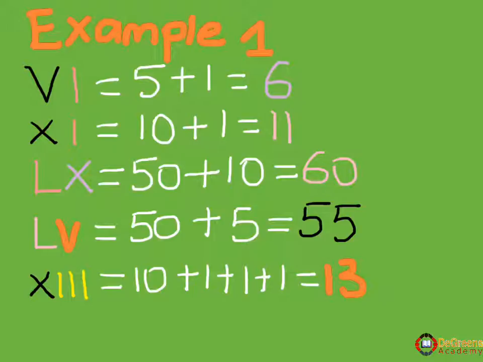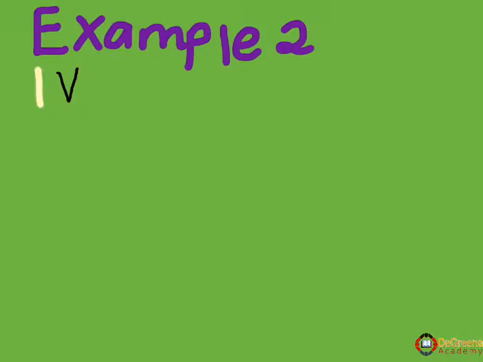The next example of how the other symbols are obtained. Example 2. When a symbol of a smaller number is placed to the left of the symbol of a larger number, the numeral is obtained by subtracting the smaller number from the larger one. What we do is that we subtract the smaller number from the bigger number.